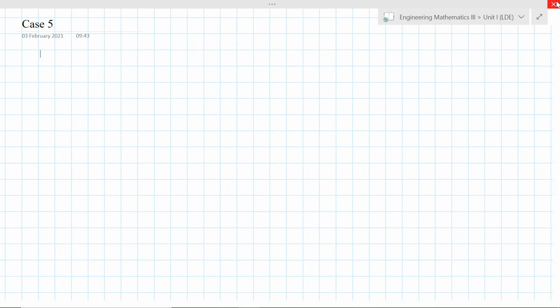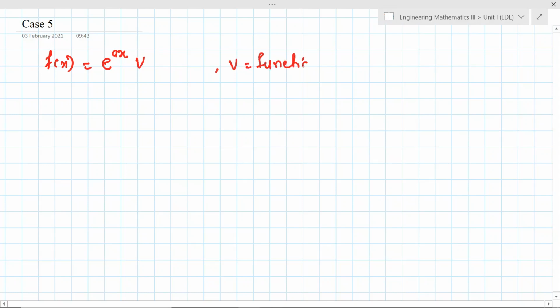Now today we will discuss the fifth case. Suppose f(x) is of this type: e raised to ax into v, where v is a function of x. It may be sin ax, x square, cos x, hyperbolic x, whatever. It is a function of x. Then how can we find the particular integral for this?